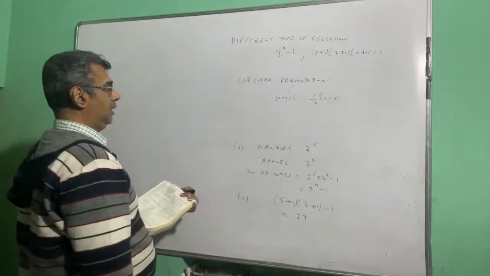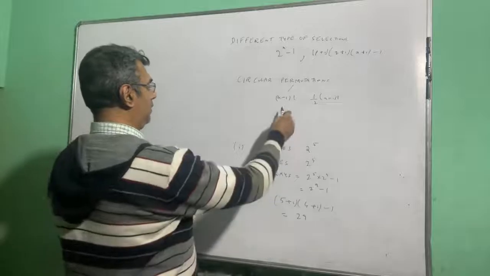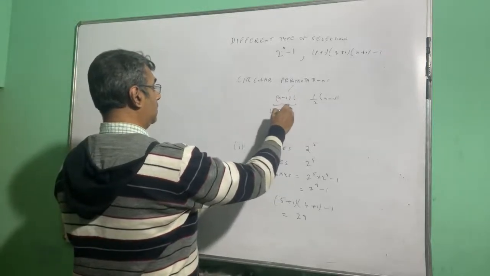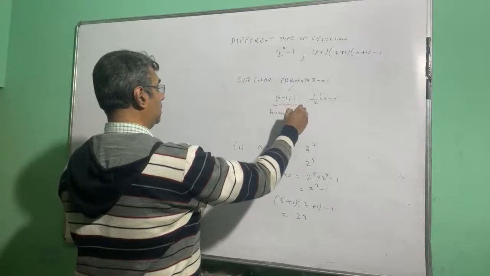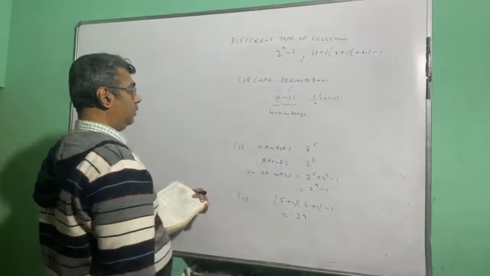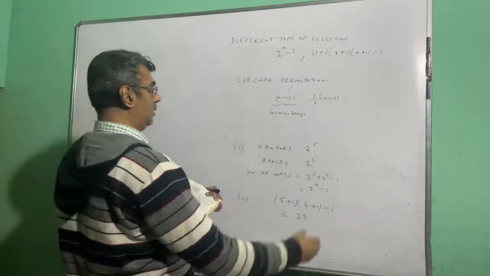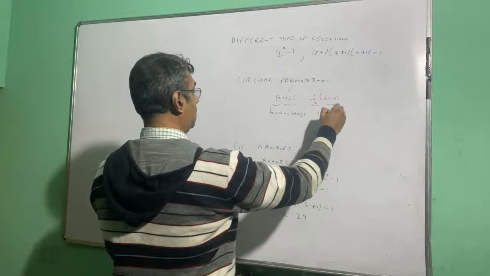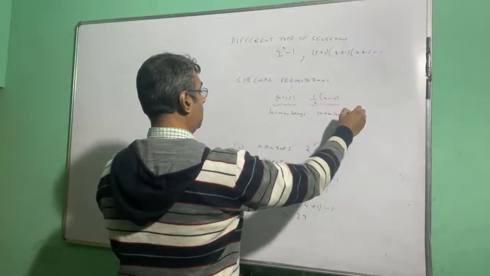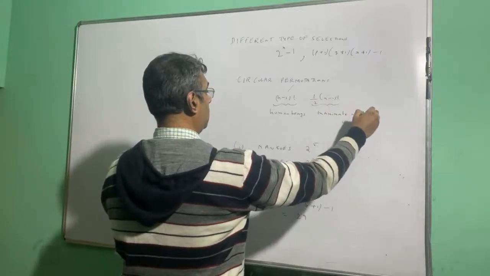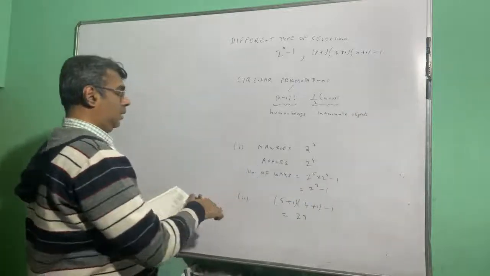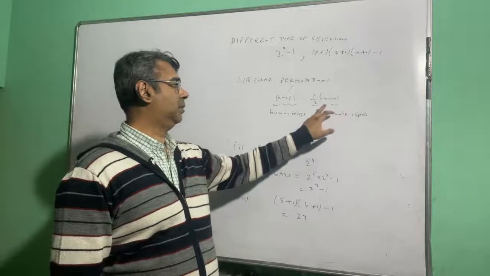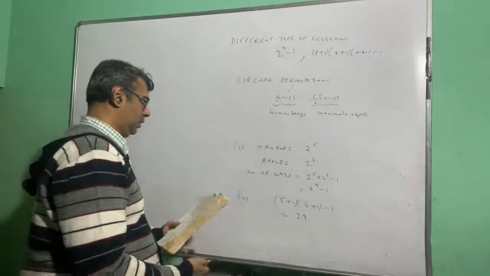Okay, so circular permutation of this is for human beings. For human beings, circular permutation is n minus 1 factorial. And for inanimate objects, it is half into n minus 1 factorial.